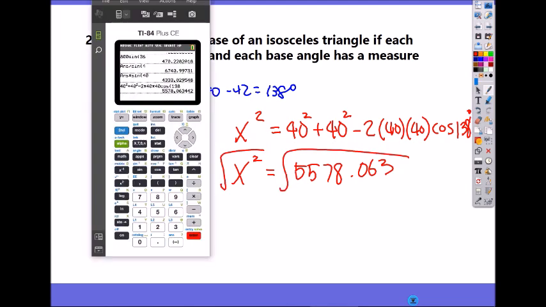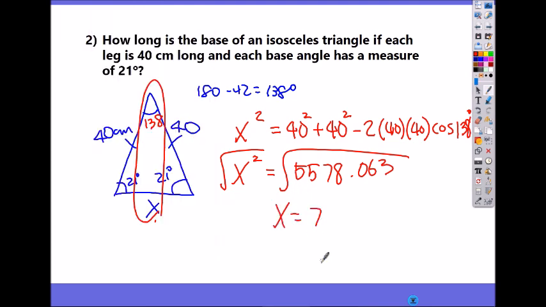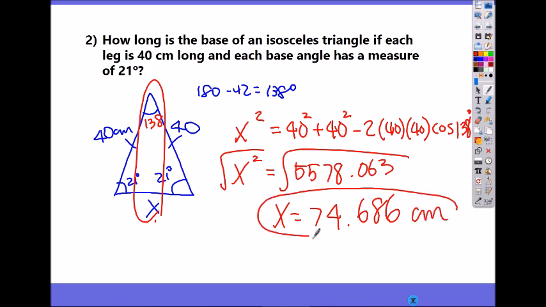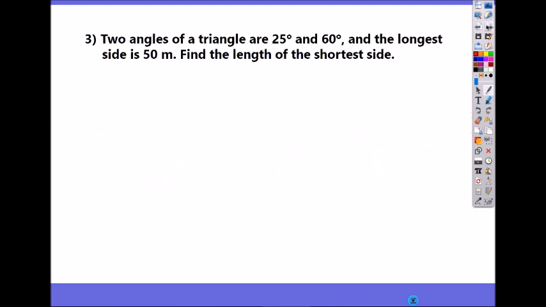So again, just use the exact answer. Don't use the rounded answer. So it's second x squared to get the square root, and copy the previous answer. So you get 74.686. So x equals 74.686 centimeters. Nice and easy, right? These types of questions, yeah, you might see on the SAT. Now they have a lot of trigonometry and geometry questions on the SAT.